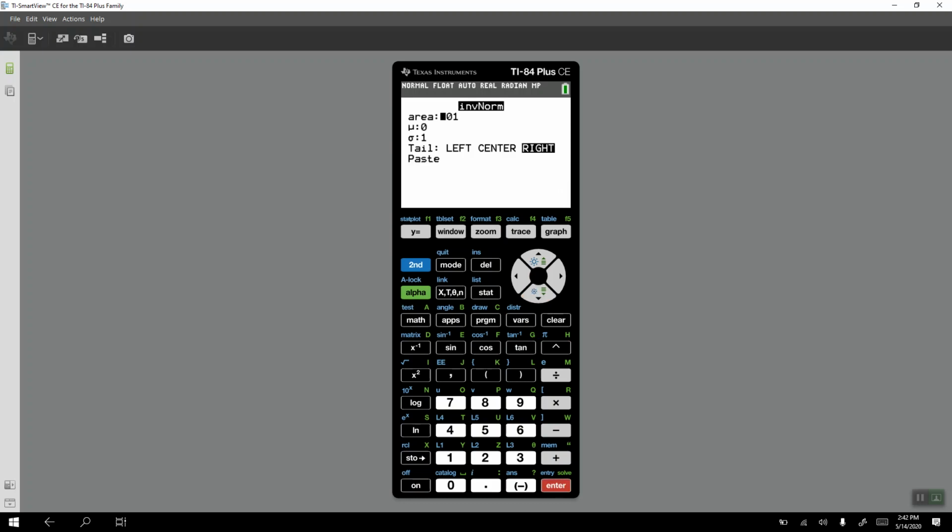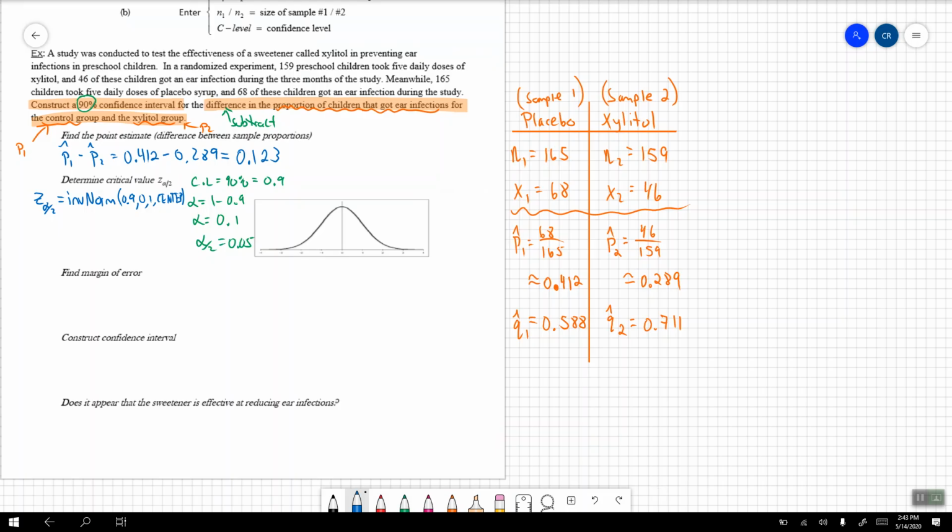Here we are. So I'm going to go to inverse norm. The area that I want is that 90% area. There we are, 0, 1, and that area is in the center. And I'm going to paste that. There we go. And here are my z-scores, negative 1.64 and 1.64. So those are the two values that I need, but I'm only, again, considering one. So the value that I need is going to be that 1.64.